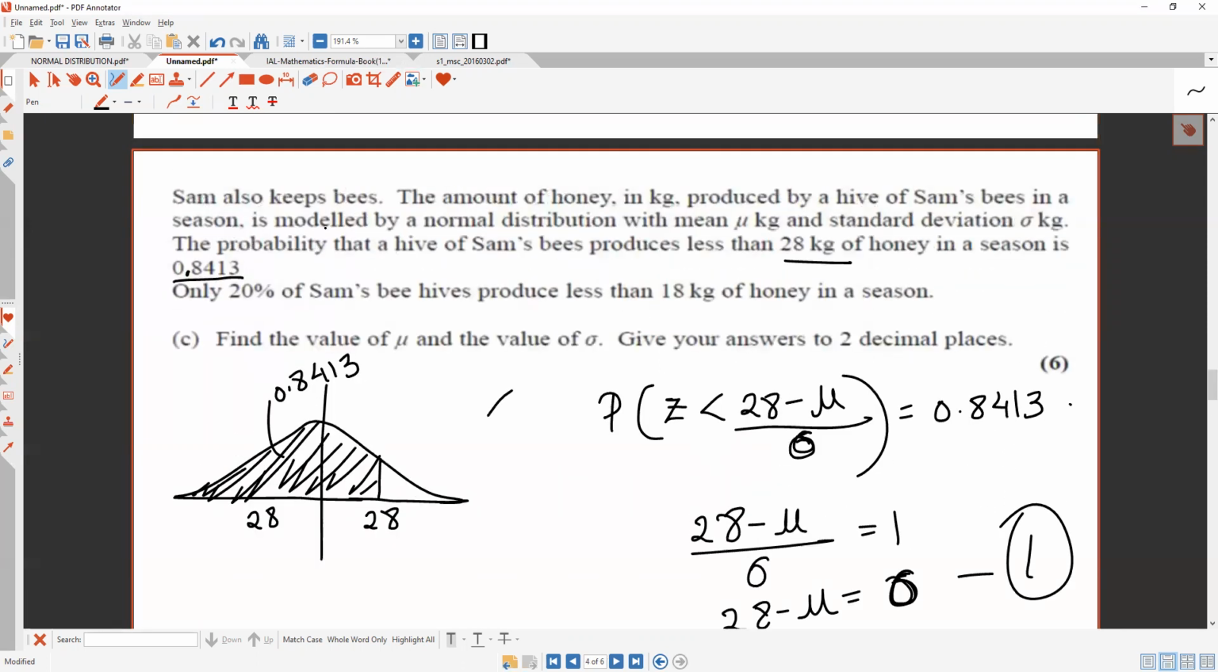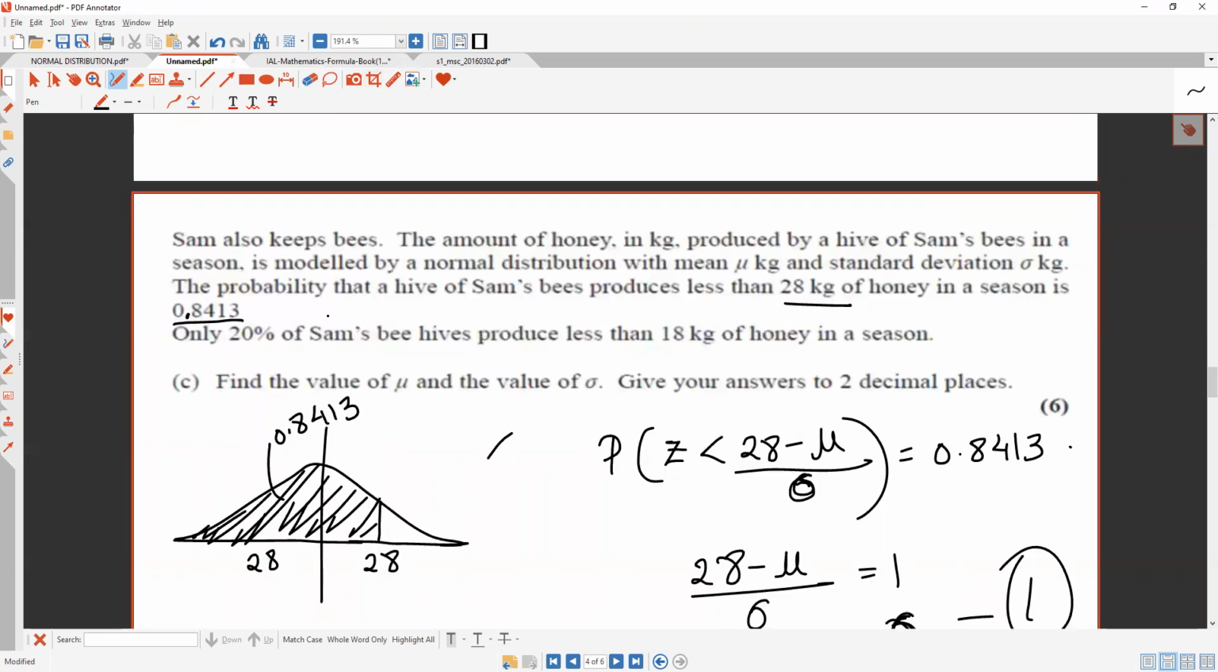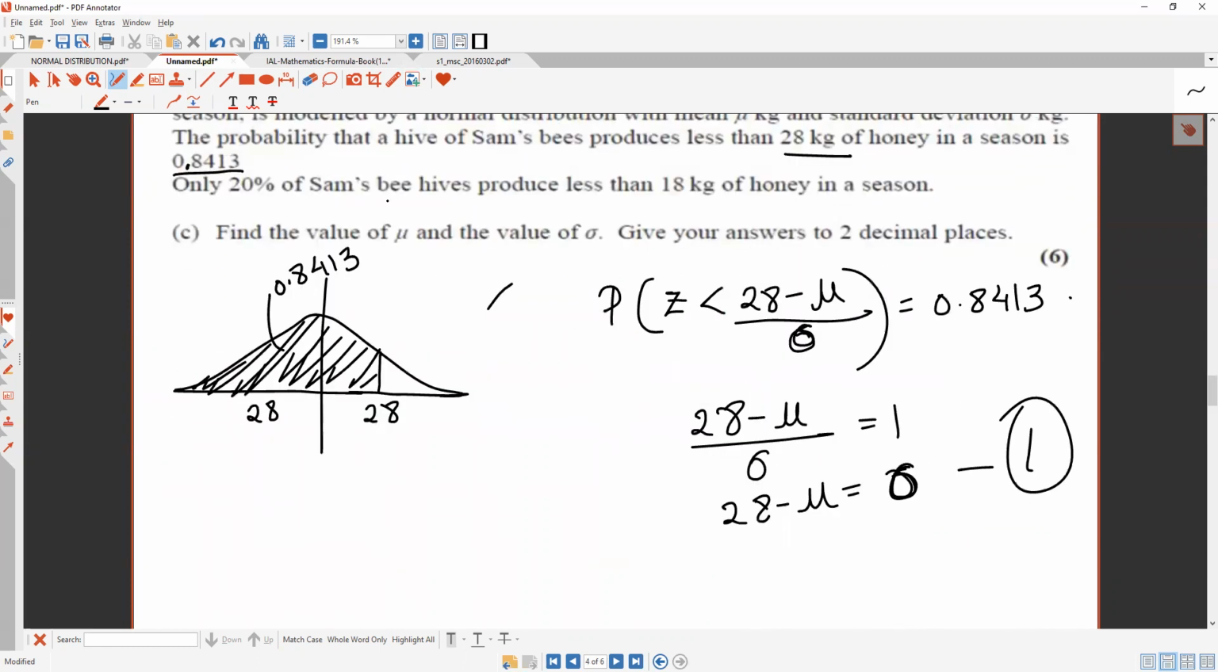Let's go with equation number 2. Only 20% of Sam's beehives produce less than 18 kg. 20% means 0.2, we always divide the percentage by 100. So only 20% is producing less than 18 kg. So let's say your 18 is over here, because if your 18 is here, then only this area becomes 0.2. Is that clear, guys? Your 18 should be on the left-hand side. Understood or not? Yeah, bro. Cool.